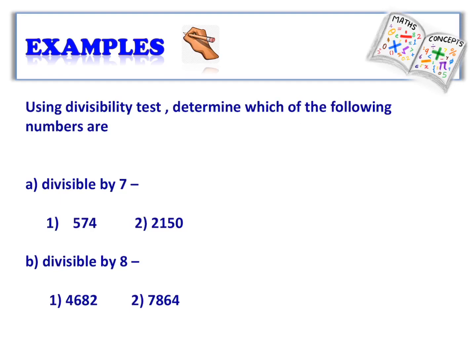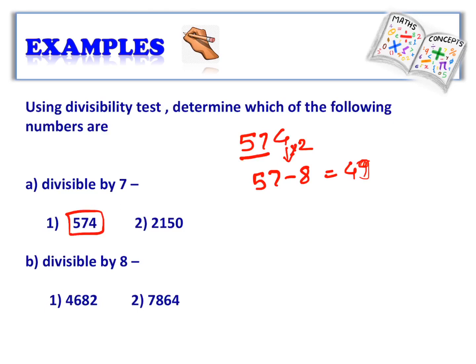Let's apply it for 574. Here in this case, 4 multiplied by 2 will give me 8, and 57 minus 8 will be 49. Since 49 is divisible by 7, we can say that 574 is also divisible by 7.